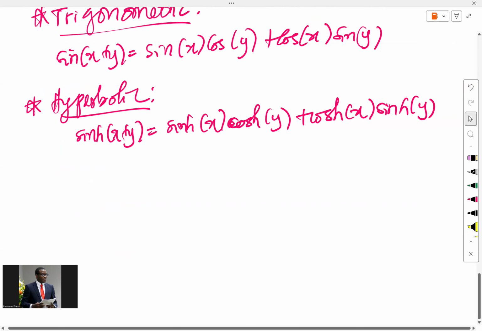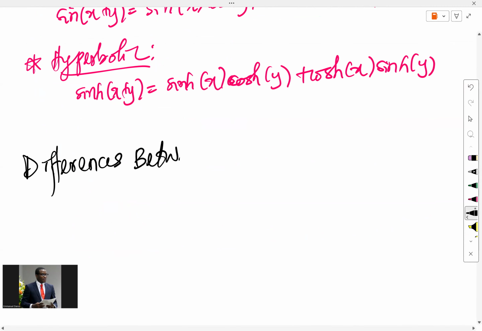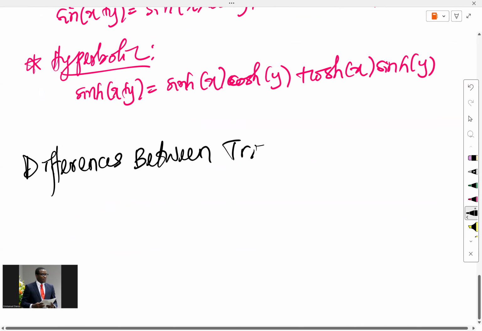So that's about addition formulas. That takes us to some differences between them. So let's talk about differences between trigonometric and hyperbolic functions.